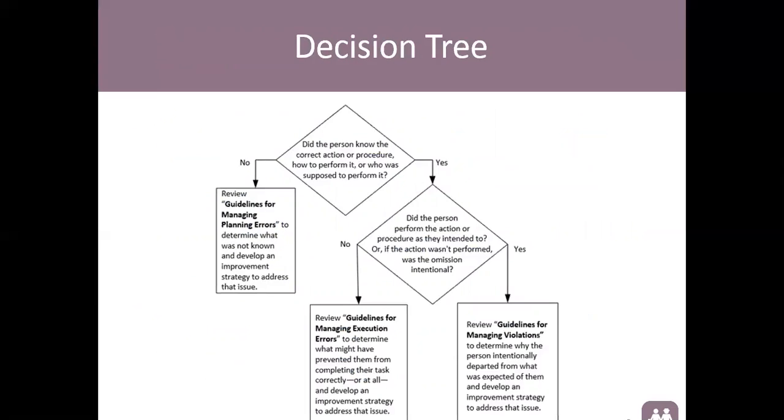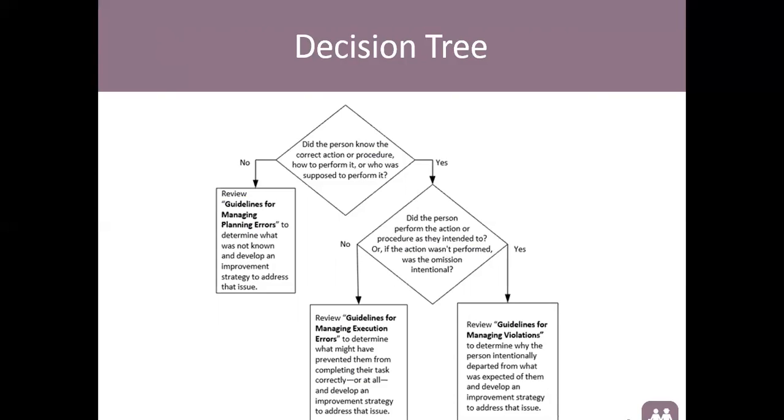The decision tree on the front of the document is intended to be proudly displayed in locations where staff can be reminded that they will be treated fairly, and employees that do not intend to cause harm will be coached towards identifying appropriate interventions to prevent reoccurrence. The first question is, did the person know the correct action or procedure, how to perform it, or who was supposed to perform it? If the answer is no, you are guided towards the guidelines for managing planning errors to determine what was not known and develop an improvement strategy to address that issue.